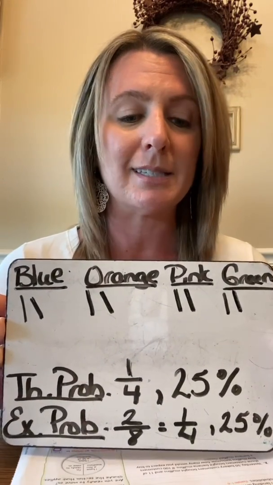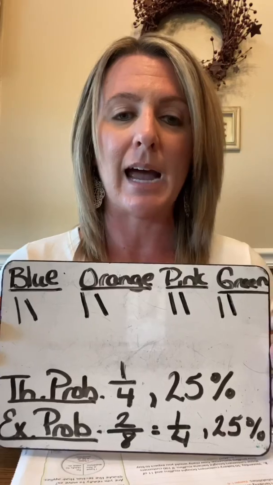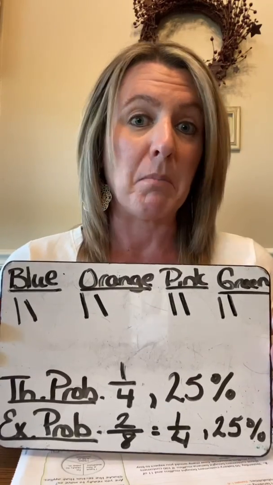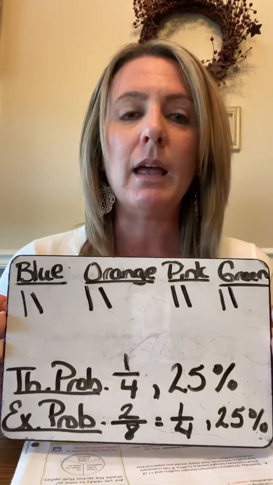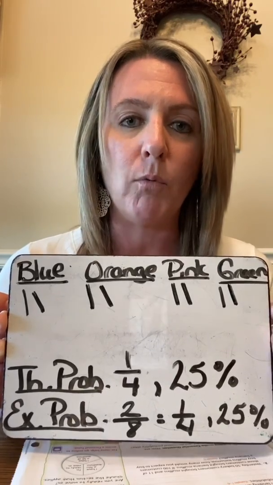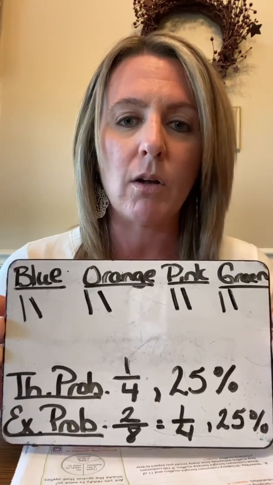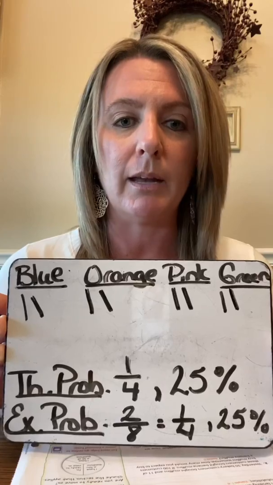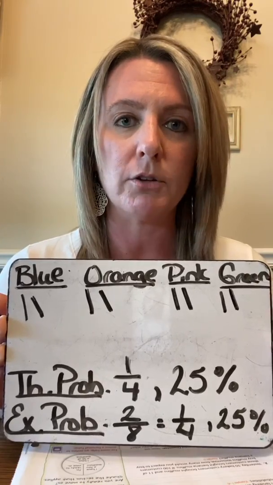Now we could turn around and do these exact same experiments the next time, and they may be the same, they may not be, but over time, if we did it enough, we would find that our theoretical and experimental probability would probably get closer and closer and closer.